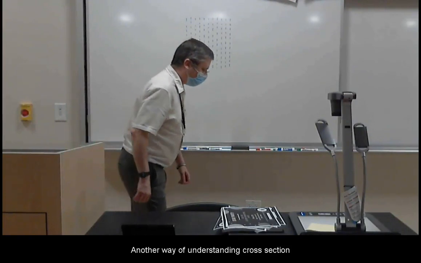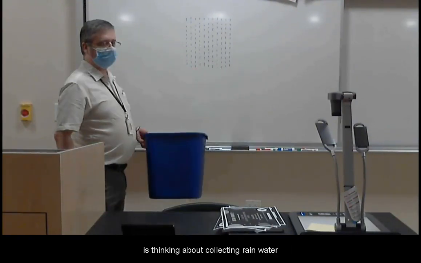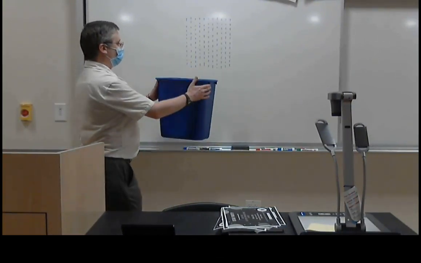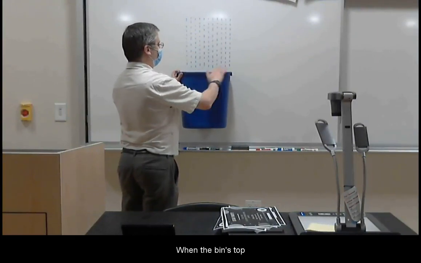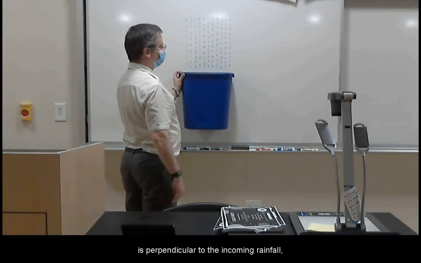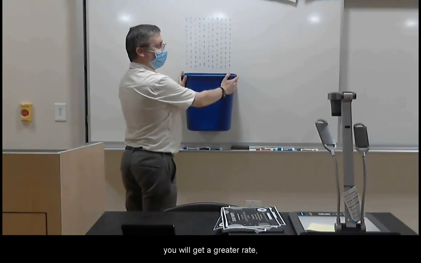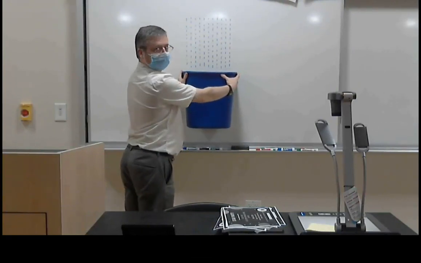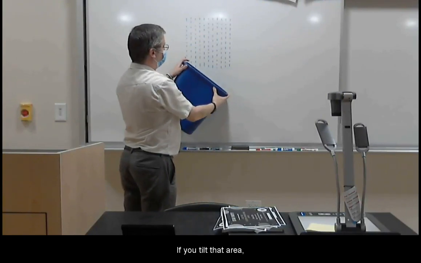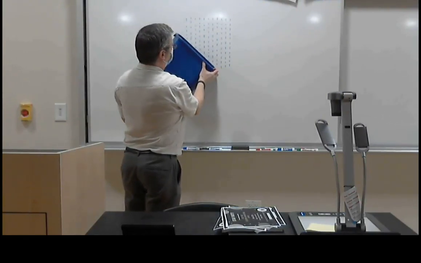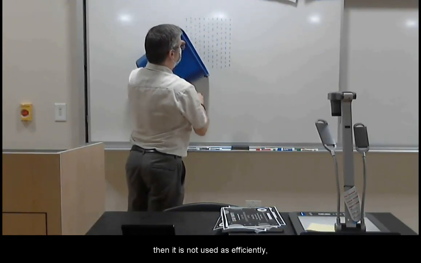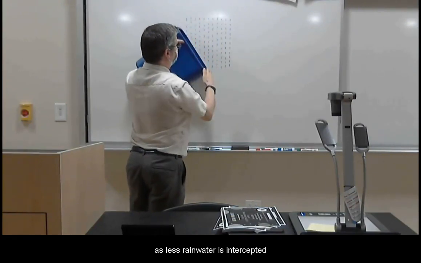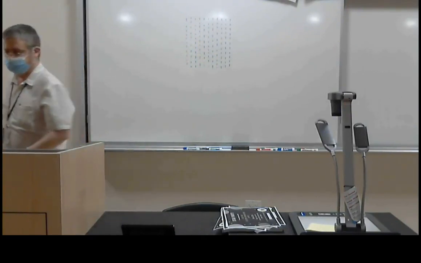Another way of understanding cross-section is thinking about collecting rainwater in a bin. When the bin's top is perpendicular to the incoming rainfall, you will get a greater rate or flux of rainwater collected. If you tilt that area, then it is not used as efficiently, as less rainwater is intercepted by that same area.